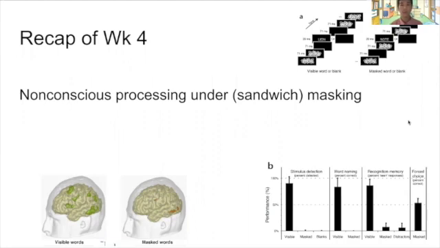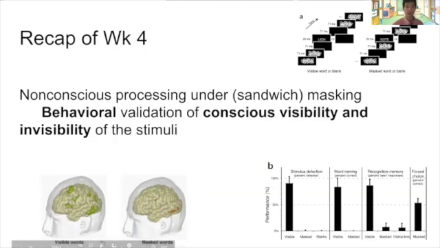The word sandwich masking refers to the fact that this particular type of visual masking was composed of both forward masking, where the mask starts before the target, and backward masking. Backward masking is usually much stronger, but in their case, they combined both forward and backward masking to get the maximum effect. In particular, time is going forward in this direction. This one is considered a forward masking, and this one that follows the target is a backward masking.